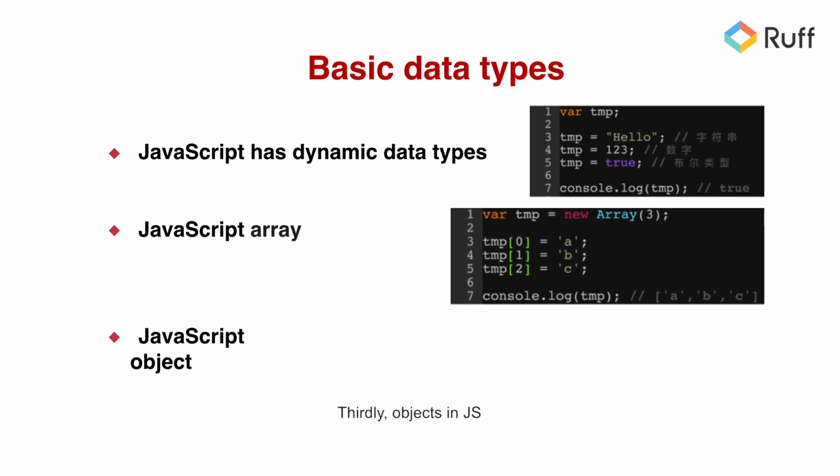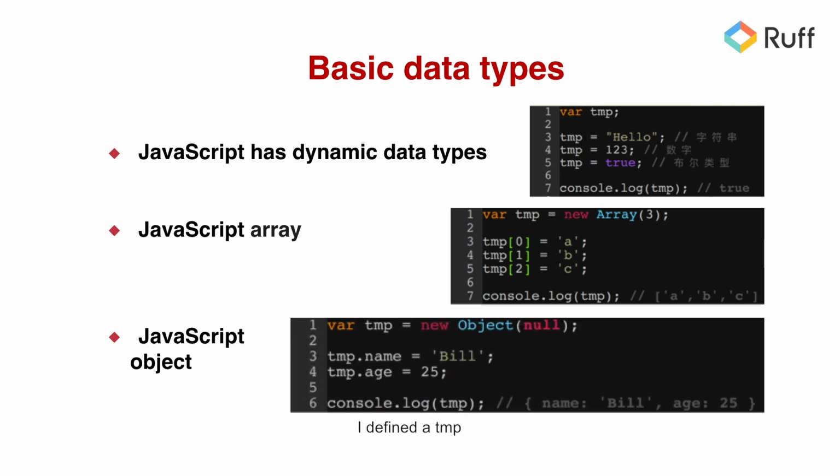Thirdly, objects in JavaScript are an important data type in the JavaScript language. There's an example as well. I define a temp, and then make it an empty object. So in this object, I first need to add some key value pairs into it. Here, I've added 2 key value pairs. The key is name, and its value. The other key value pair's key is age, and its value is 25. And I print it and see this.